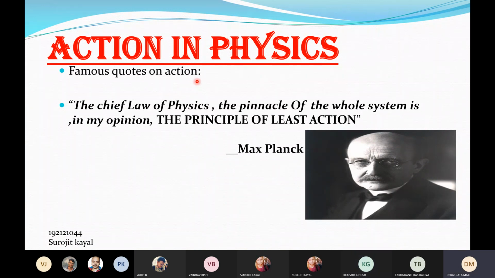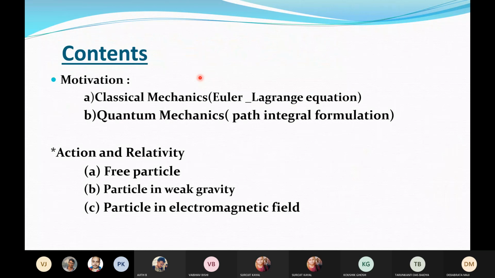Hello. I am Surojit and I am presenting the action principle in physics. My contents are: I will first motivate why action is so important in physics. In classical mechanics we will discuss the role of action, and in quantum mechanics, particularly in the path integral formulation, we will discuss how action plays an important role.